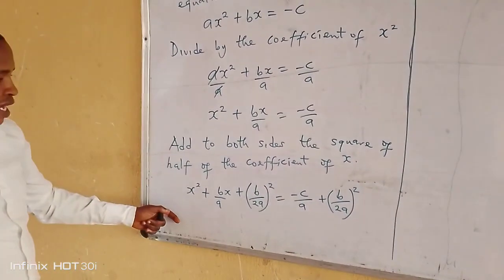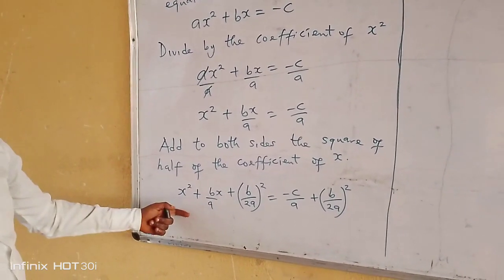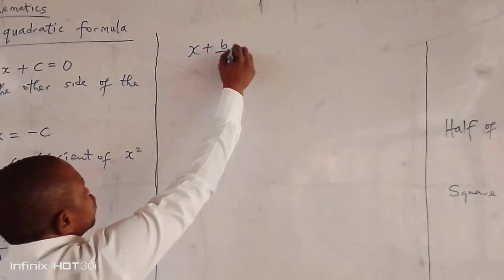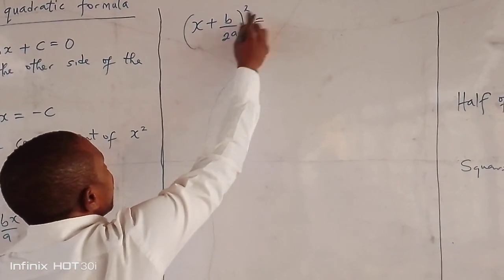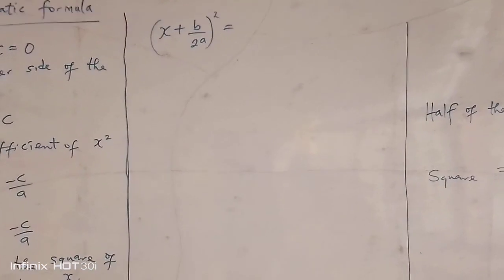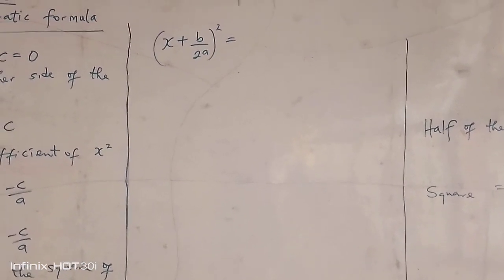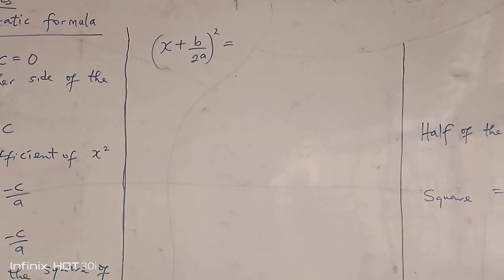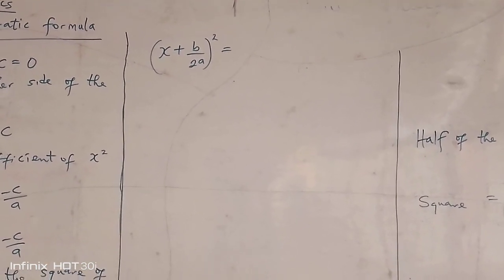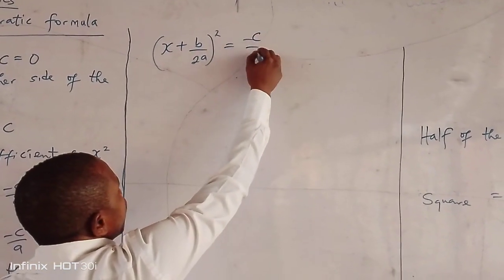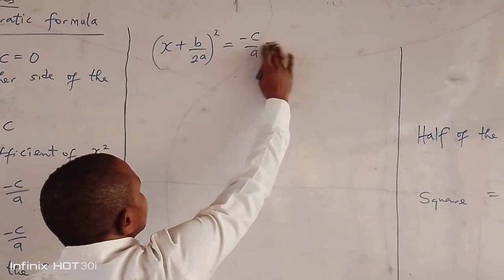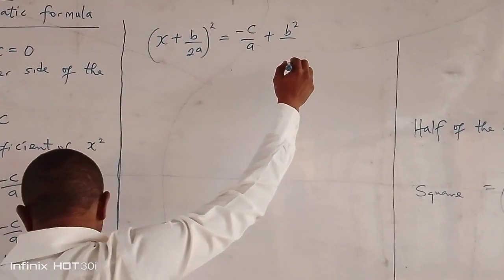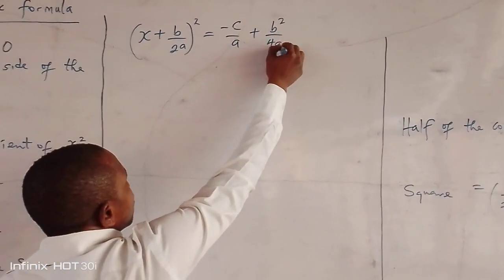Now, quadratically, this expression here will give us (x plus b over 2a) squared. If you open this, you are going to get this. So on the other side, you are going to open this one 2 times. That means we have b times b and 2a times 2a. So we have minus c over a plus b times b, which will give us b squared, and 2a times 2a will give us 4a squared.